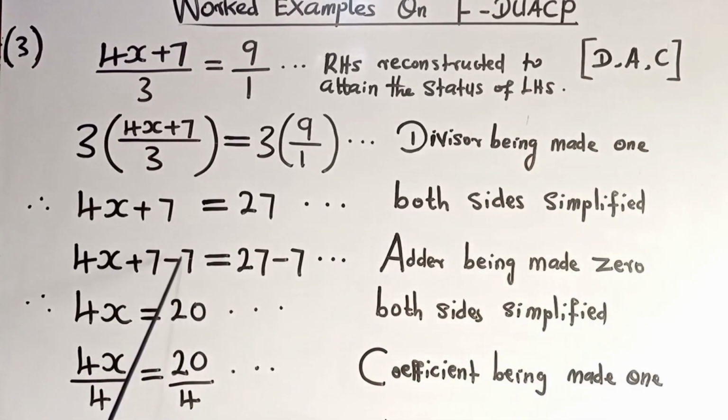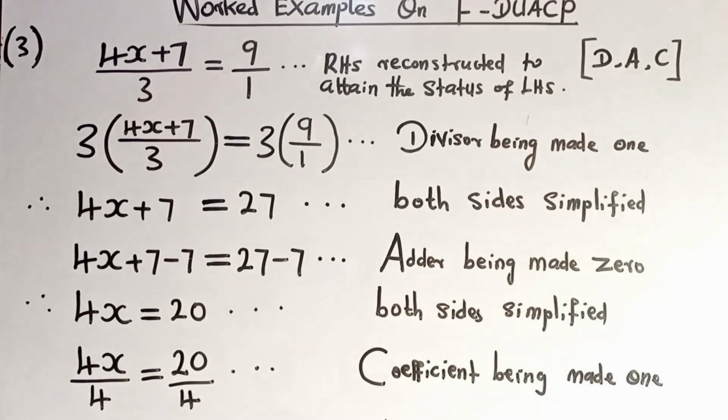Also, this minus 7, which appears on the left-hand side, which has changed its value, as we have been taught earlier, must also appear on the right-hand side. And that is why the same minus 7 appears here. So what is happening here, please? We are trying to make this adder become 0. So adder is being made 0 on this line.